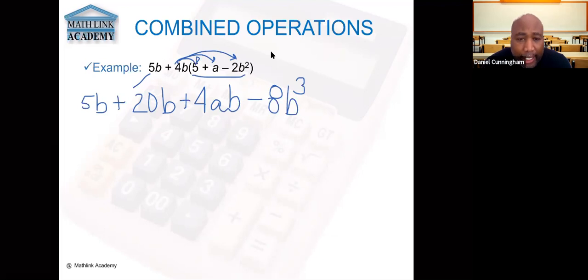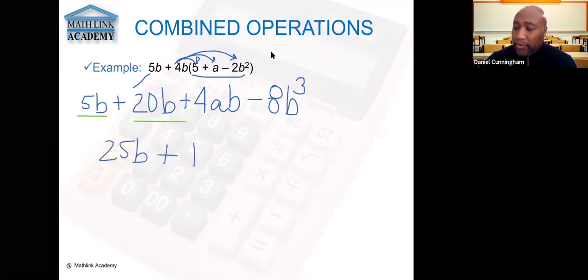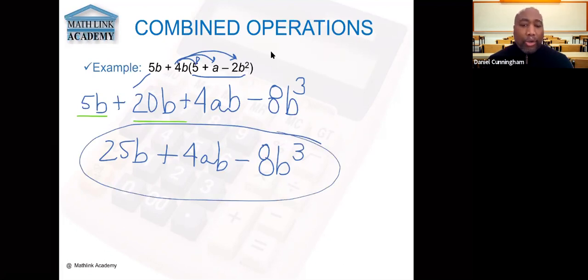Now let's see if there are any like terms here. Oh, I just actually see something. We do have a like term. If I did this correctly, we have a 5b plus a 20b. In that case, that's, I think, our only like term that we have here. This would be 25b plus 4ab minus 8b cubed. And that's my final answer because there's no other like terms to add and subtract. Again, we add and subtract with those like terms. That's adding, subtracting like terms, not multiplying, but adding, subtracting.